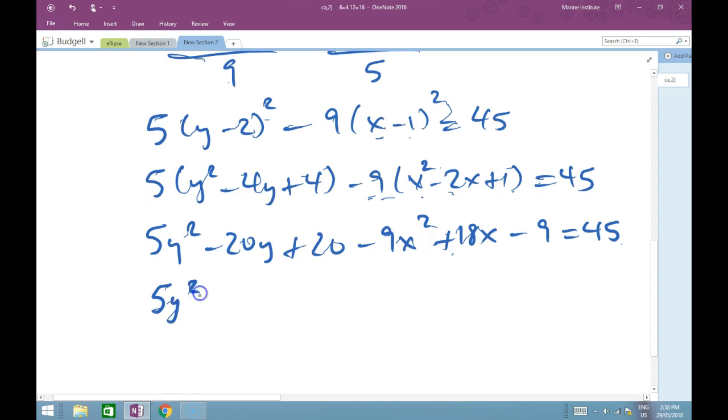We have 5y squared minus 9x squared minus 20y. Whoops, the pen is not working here.